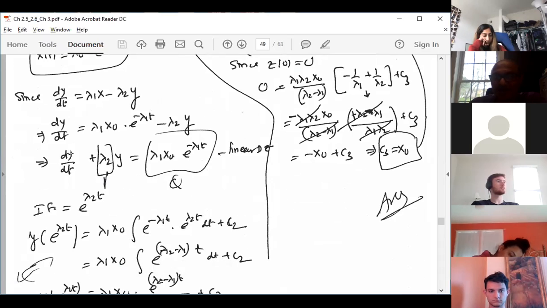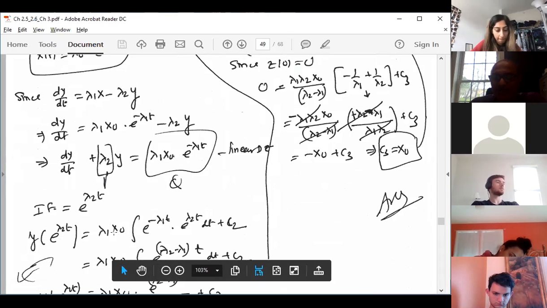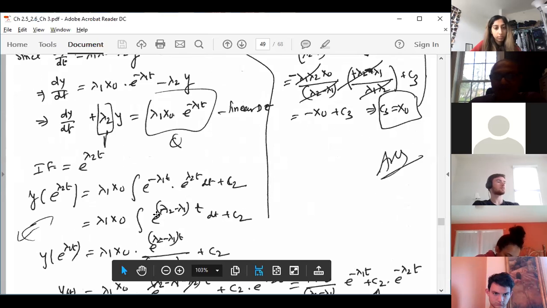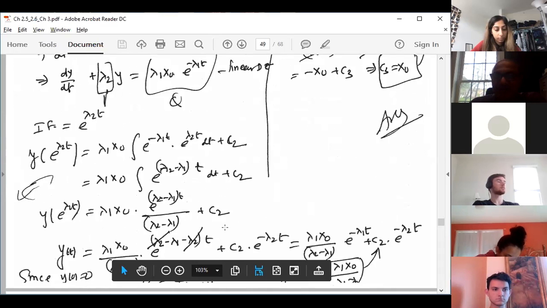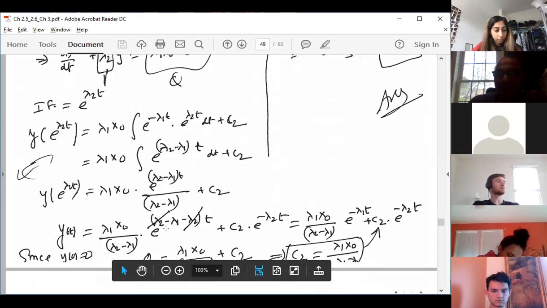Solution is dependent variable y. Look at the cursor. Dependent variable y multiplied by integrating factor equal to the right-hand side integration of q: lambda 1 x0 constant, pull it out, e to the power negative lambda 1 t, and integrating factor e to the power lambda 2 t dt plus c2. So lambda 1 x0 times the integral of e to the power (lambda 2 minus lambda 1) t dt plus c2. So y e to the power lambda 2 t equal to lambda 1 x0 into e to the power (lambda 2 minus lambda 1) t divided by (lambda 2 minus lambda 1) plus c2.